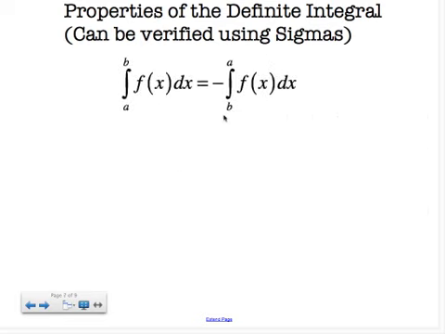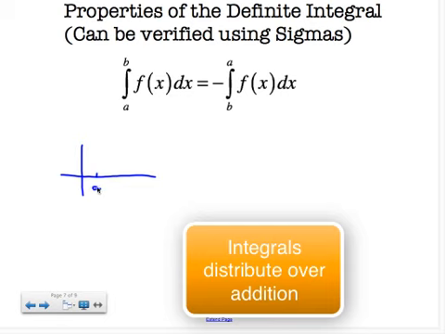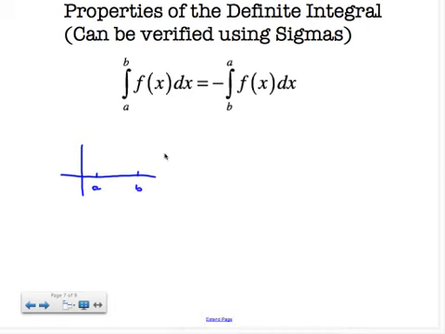All right, this property here does not have a picture, but I'll draw one anyway. Okay, what does this say? This says that the area from A to B of f of x dx is equal to the negative, or the opposite, of the area from B to A. Now you're thinking, wait a minute, that's the same region. A to B, B to A, what's the difference? Okay, well mathematically there is a difference. So this is the region we're talking about.